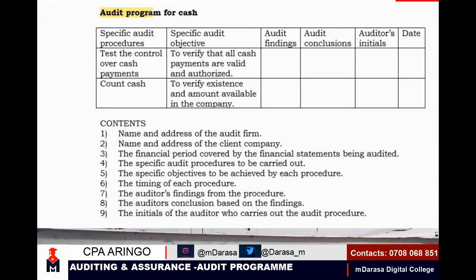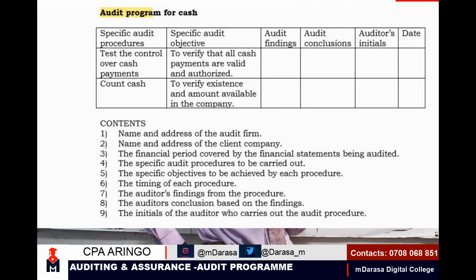This is an audit program for cash. That is our audit program for cash, whereby you'll find that, other than the name of the audit firm, address, name of the client, address of the client, and the financial period that we are covering, it is going to entail what I've shown you on the screen, where I have specific audit procedures.